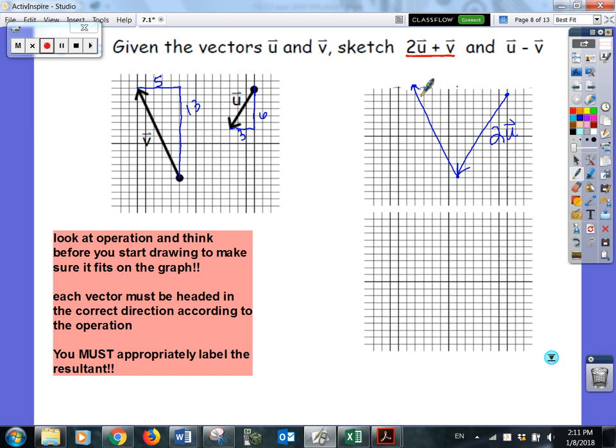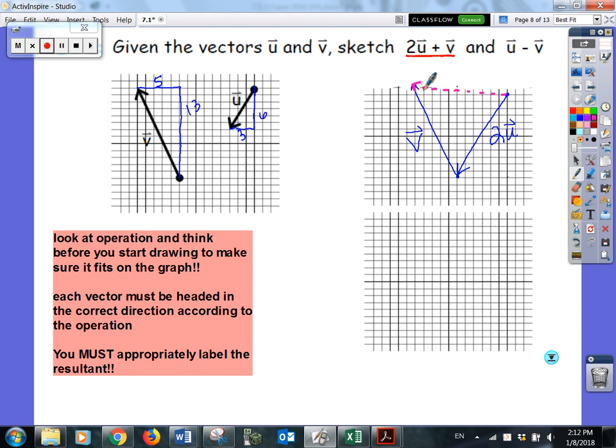What I'm looking for on this problem is what's the result, okay? So you just drew 2u plus v. The answer to this problem is going to be the actual resultant vector. So resultant vector is dot to dot and arrow to arrow. So the arrows match up, the dots match up, and it has to be a specific length, side to side, up and down, and the arrow has to be on the correct end. The most common mistake I see is forgetting to put the arrow. And if there's no arrow, it's not a vector. Vectors have to have the arrow.